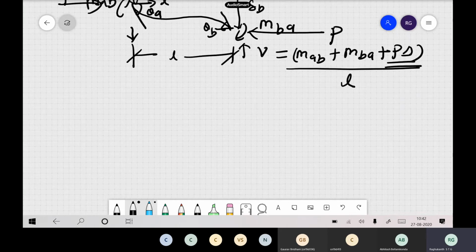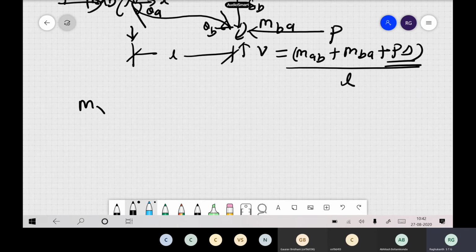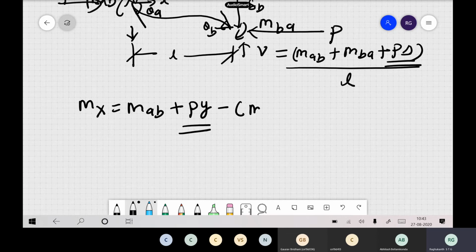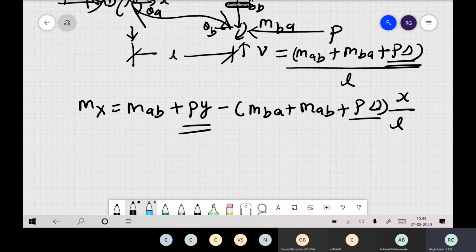Now if you try to write the bending moment at any section, you have MAB plus P times Y, which is an extra term in the calculations, minus the support reaction multiplied by this, that is, MBA plus MAB plus P times delta, multiplied by X by L. So this is an extra term which comes into our calculations.